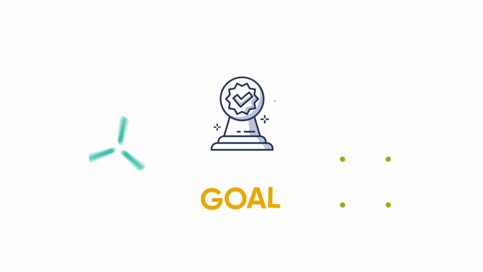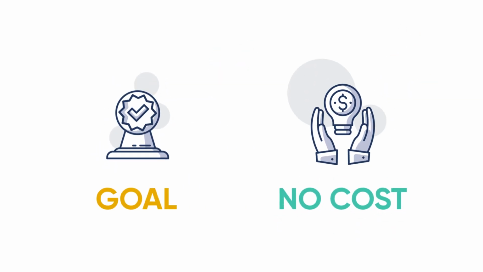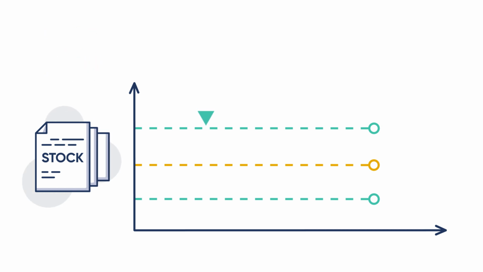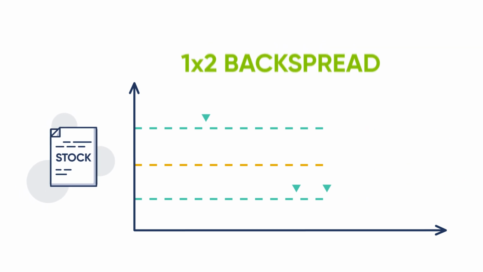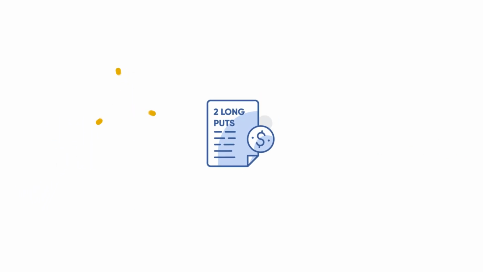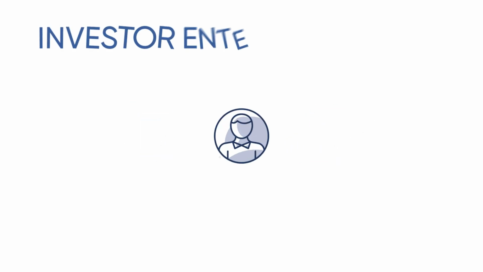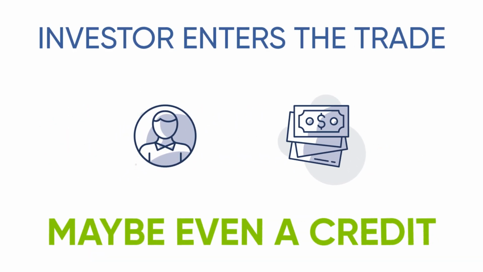First, the goal of the put-back spread is to set up the strategy as a no-cost trade, whereby an investor creates a ratio of one short put and two lower strike long puts. This is a 1-by-2 ratio back spread. The idea is to pay for the two long puts with one short put. In this way, the investor enters the trade for little cost and sometimes maybe even a credit.